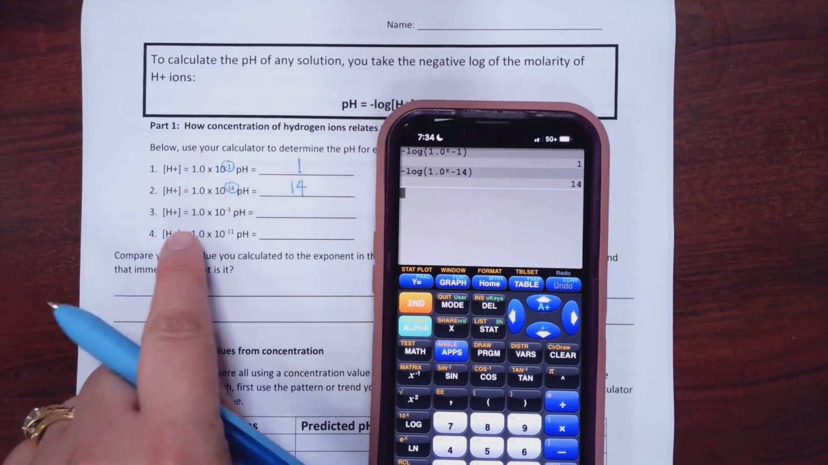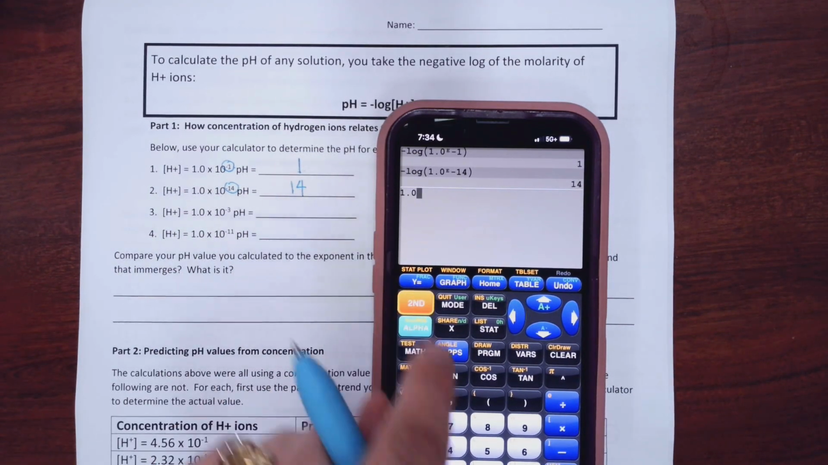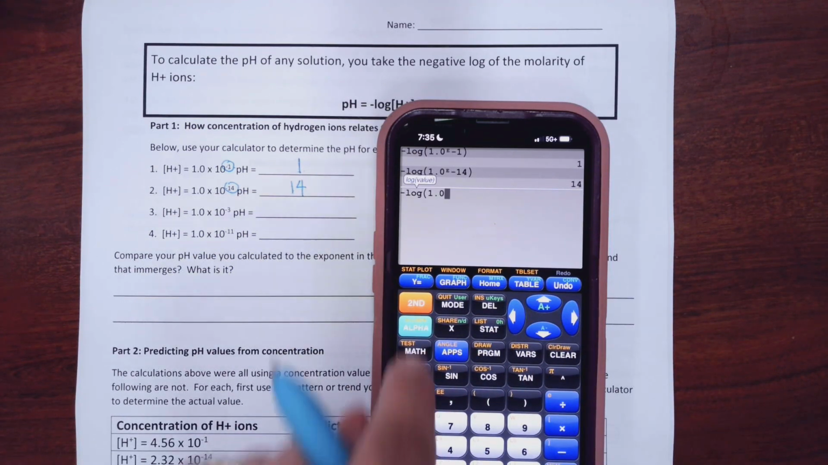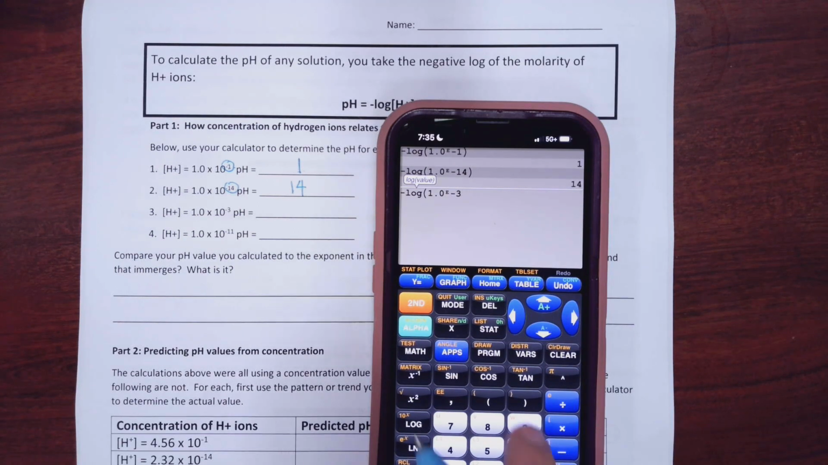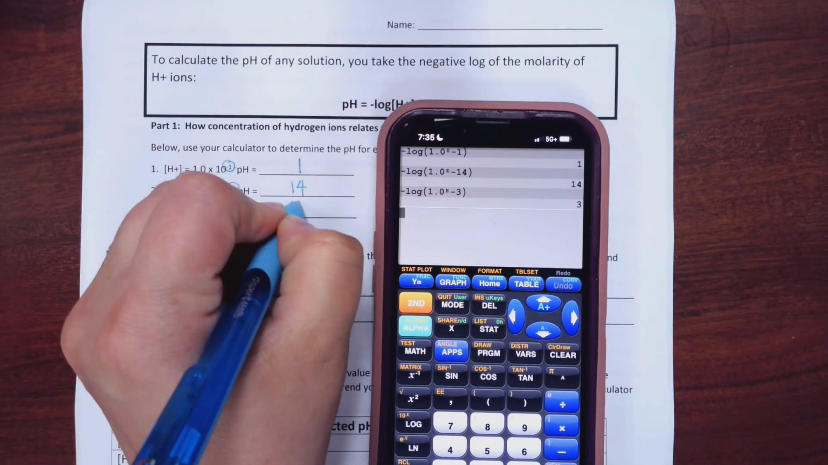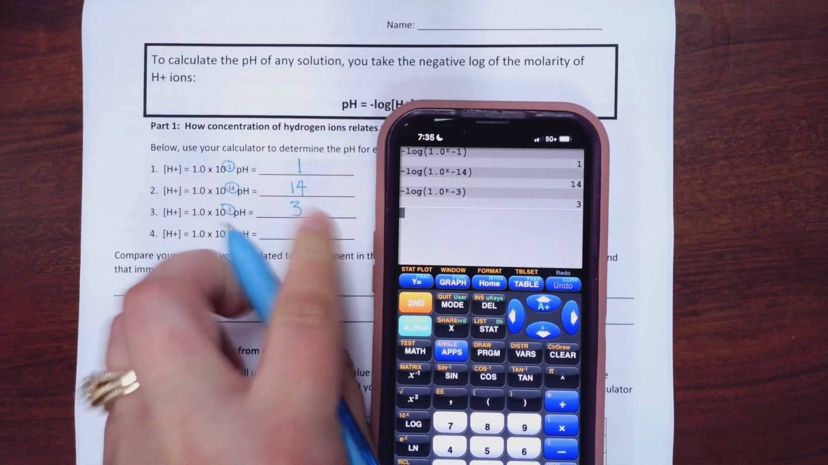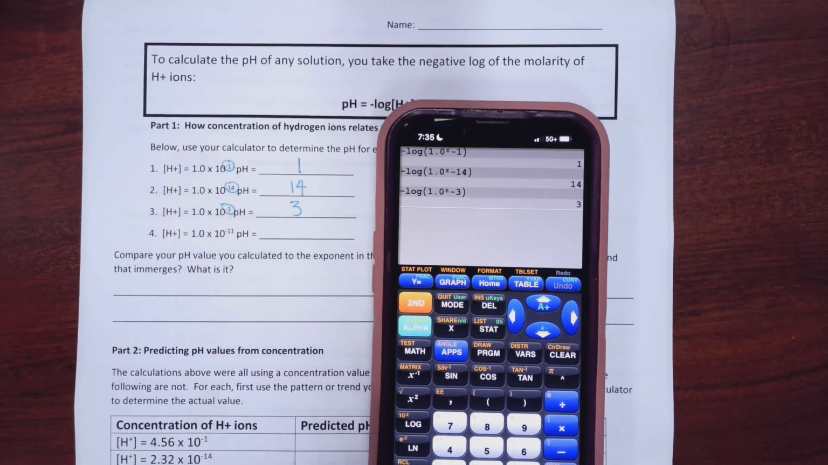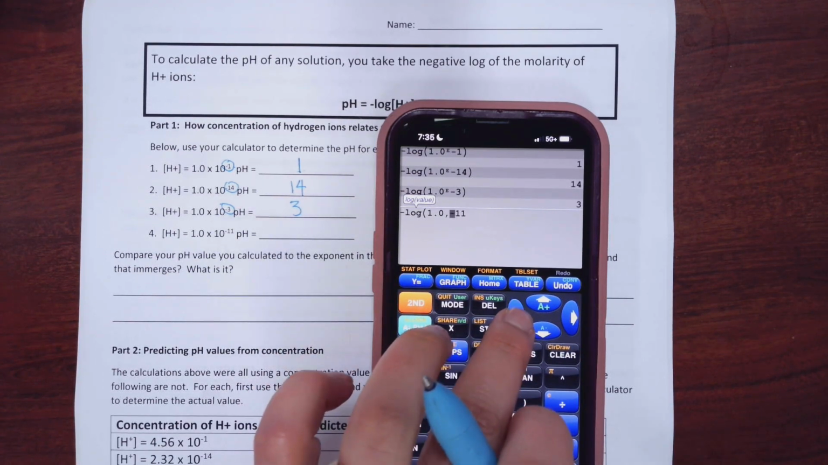All right, so negative log of 1.0, second, comma, negative 3. What are we thinking? Are we thinking 3? Because that's the answer. Okay, and look, our exponent matches our pH. Okay, so let's do this next one. Negative log of 1.0, second, comma, negative 11.